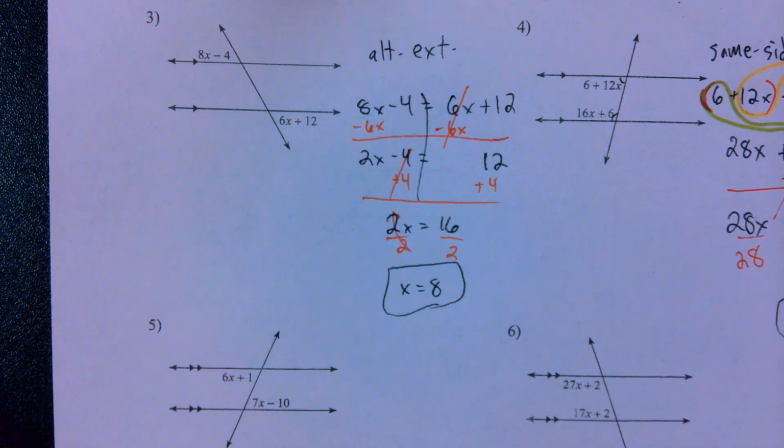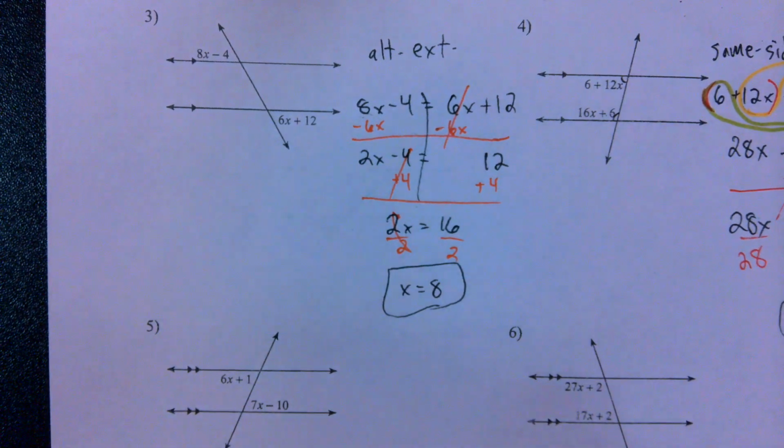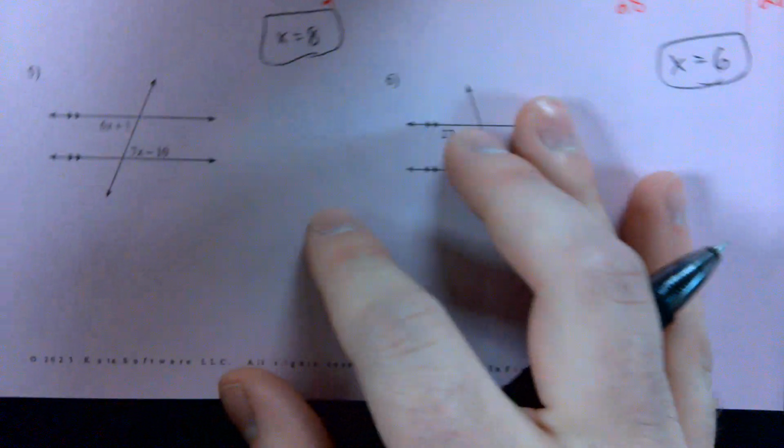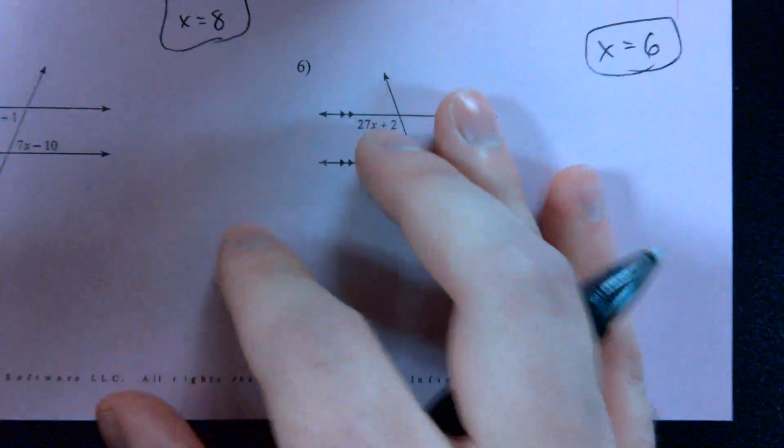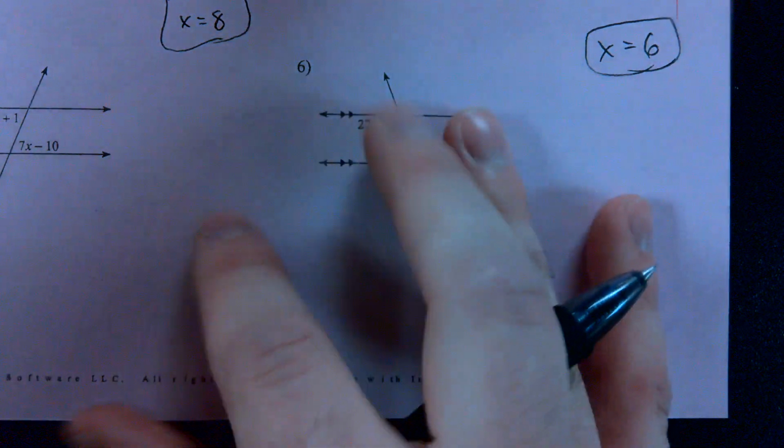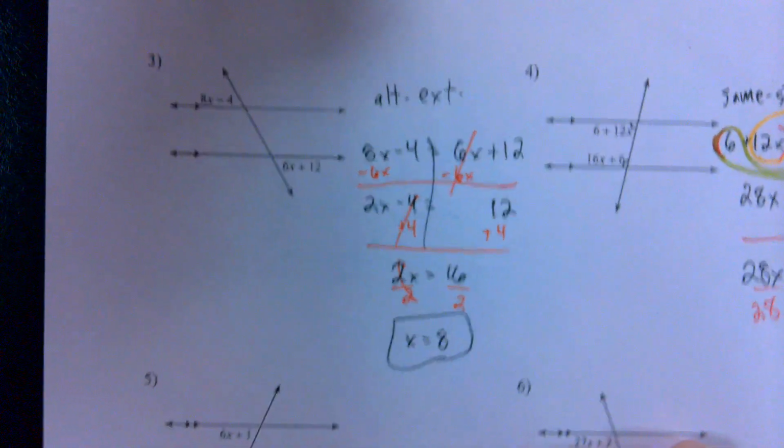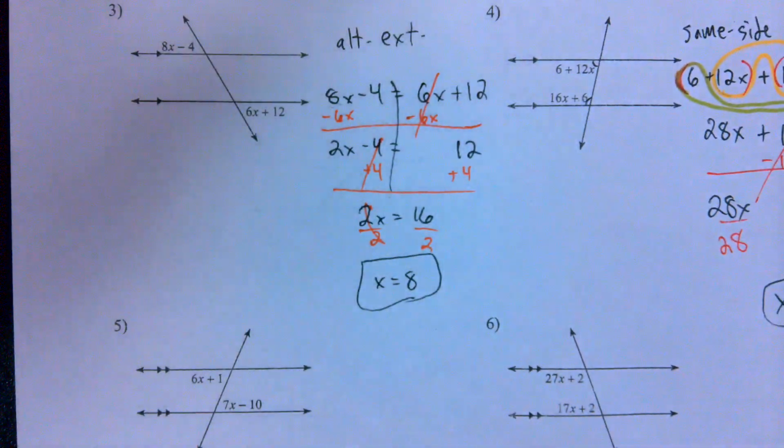Questions on 3? Good. Let's jump down to 6. Yeah, Avery. -8? How'd you get -8?